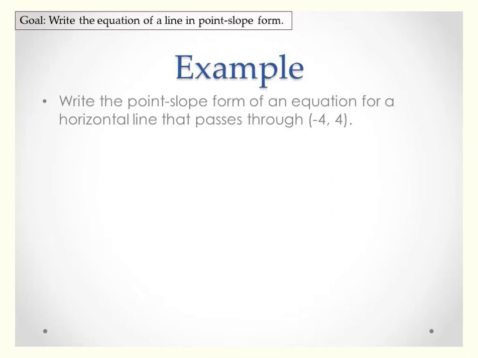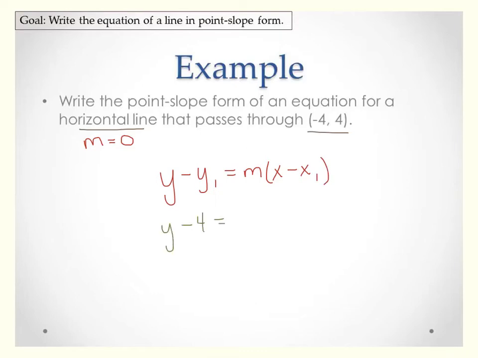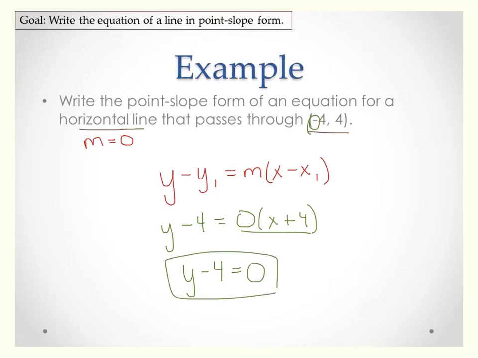Alright, so one more. Horizontal line that passes through this point. So horizontal line tells me what? Slope of 0. So I'm going to write out my point slope form. By the way, the more often you write it, I bet you the more likely you are to remember it. This is going to be y minus 4 equals 0 times x plus 4, because it'd be minus a negative 4 there. But 0 times anything is just 0, and so you need to simplify it to that.